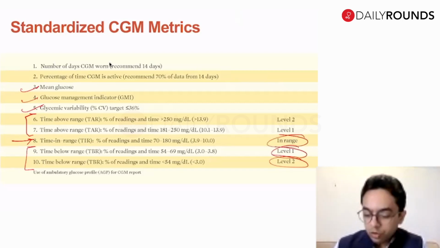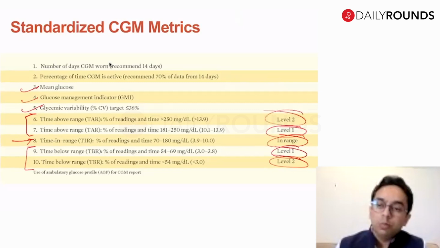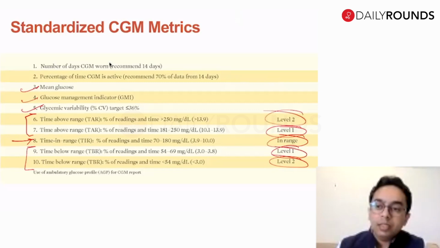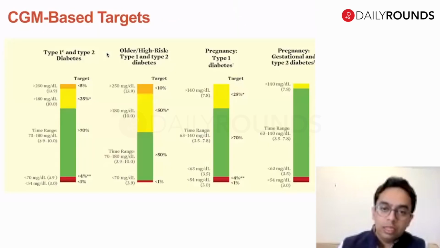Target is whatever you have made, 70 to 180 most of the time. Level 1 TAR is more than 180. Level 2 is more than 250. Okay, these are the metrics of CGM or AGP report.